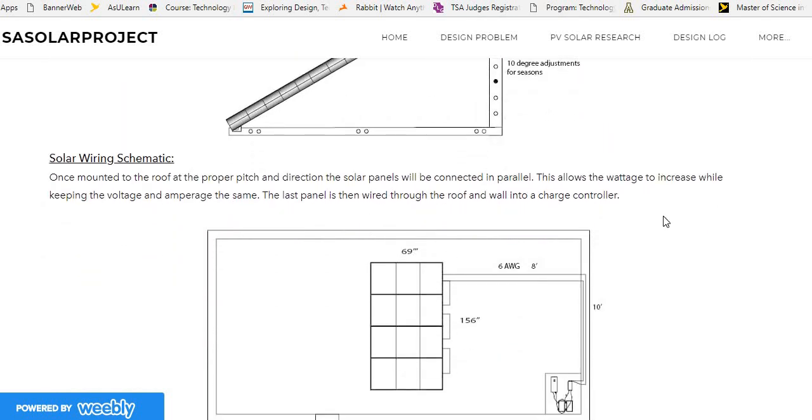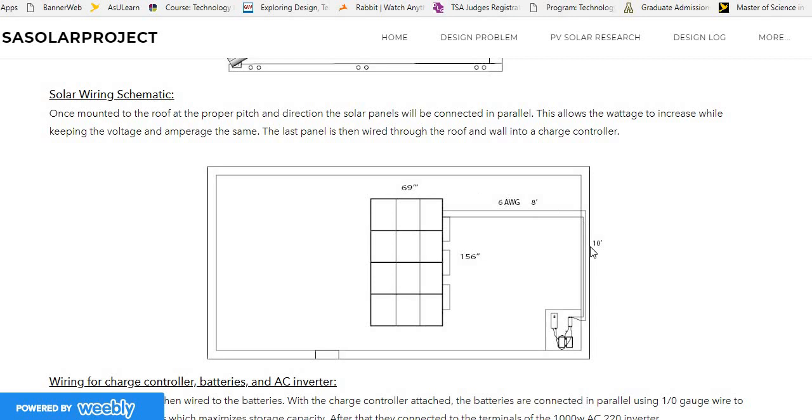Next would be the wiring schematic of how the solar panels would be wired into the box. So once mounted on the roof at the proper pitch and direction, the solar panels will be connected in parallel, as you can see here. This would allow the wattage to increase while keeping the voltage and amperage the same. The last panel is wired through the roof and wall into a charge controller. So it would run right into the roof here, and run inside the roof over to the wall, and then down the wall to the box that has the charge controller, batteries, and AC inverter.